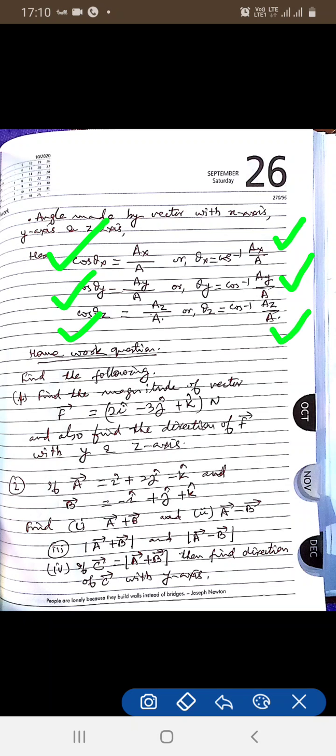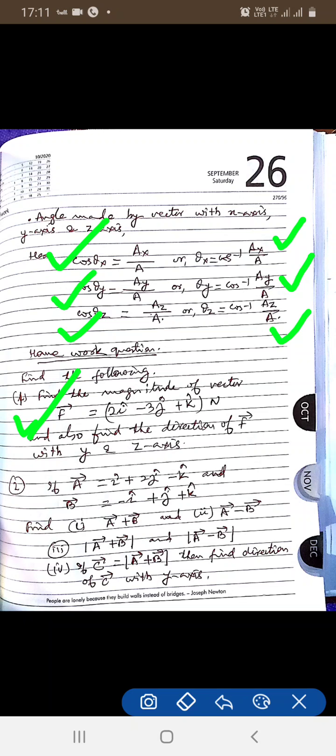Now, homework question. Question 1: find the magnitude of vector F, 2i cap minus 3j cap plus k cap Newton. So you can very easily find out, that is mod F is equal to under root of the square of the coefficient of i plus the square of the coefficient of j plus the square of the coefficient of k, that is under root 4 plus 9 plus 1, that is under root 14.